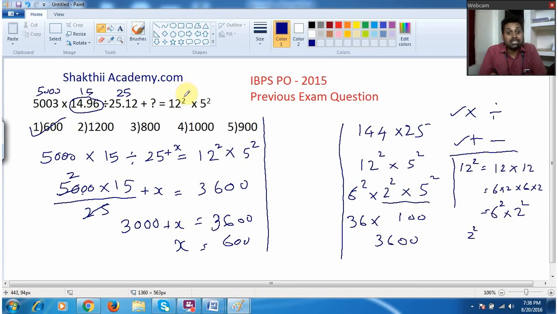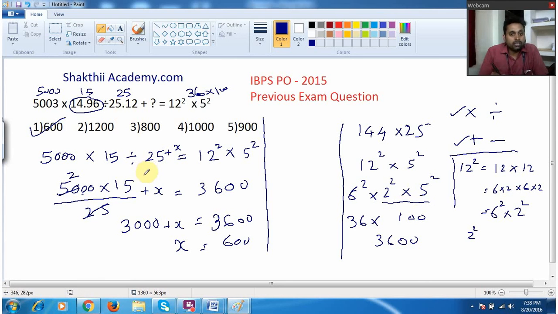6 square is nothing but 36. So 36 into 100, what do you get? 3600. So that is the right side. So you can also try to do this mentally, so that you will get the answer very fast. And here again, when you convert this 5000 into 15, again divided by 25, this portion also you can try mentally. When you try it mentally, maybe in the beginning you may find it difficult, but once you start trying mentally, you will get the answer very, very easily.